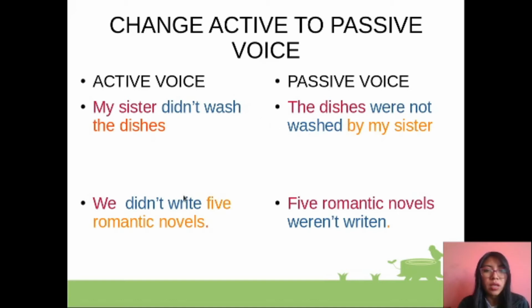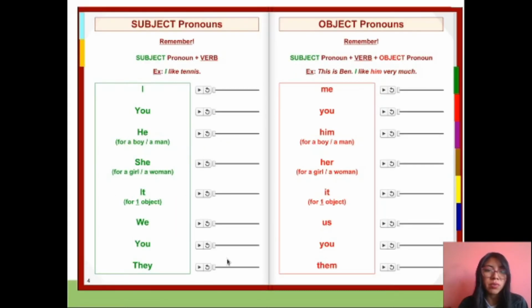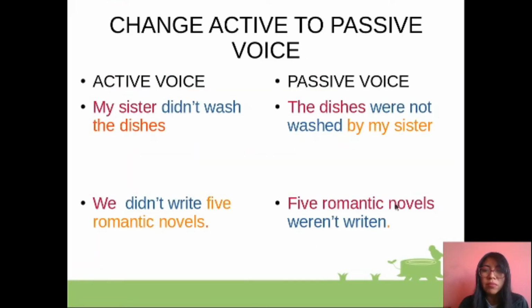That is simple. And in this case, we didn't write 5 romantic novels. Okay, that is the same, the negative form of the past simple. And to change to passive voice, 5 romantic novels weren't or were not written. In this case, we have the subject we, we can change with object pronouns. Pay attention, the object pronoun for we is us. Okay, so 5 romantic novels were written by us. Okay, that is the correct answer.